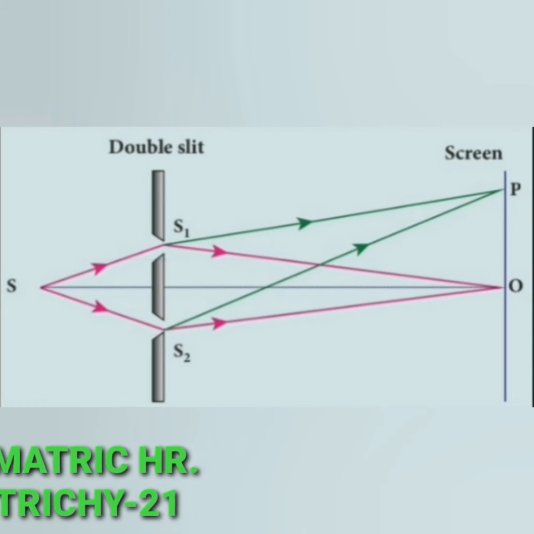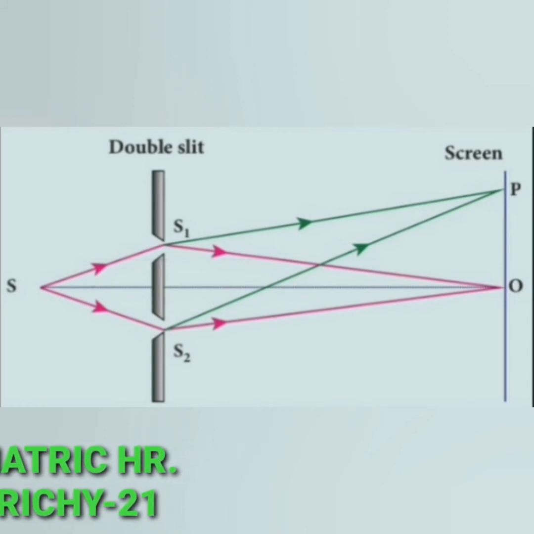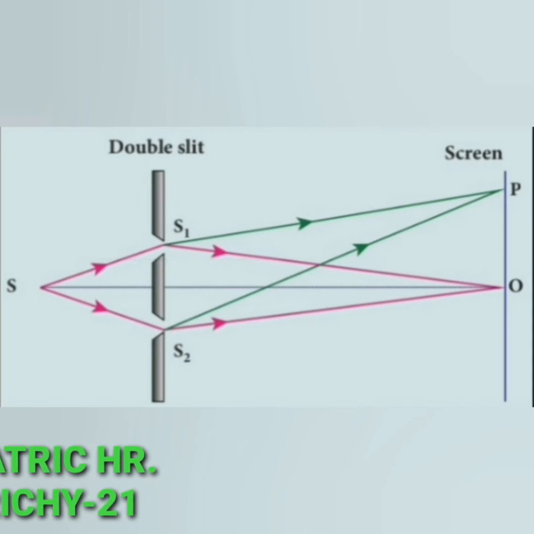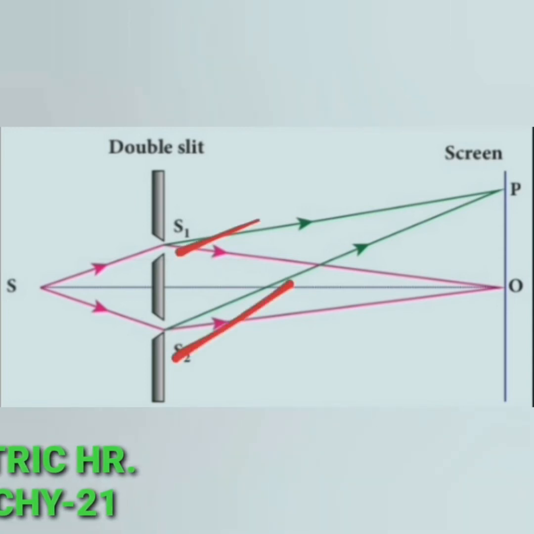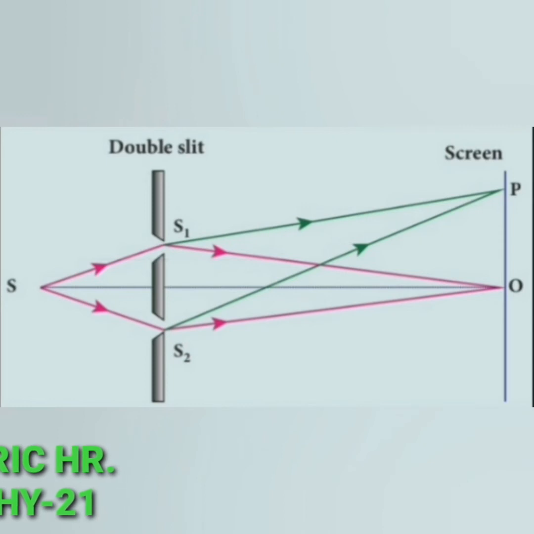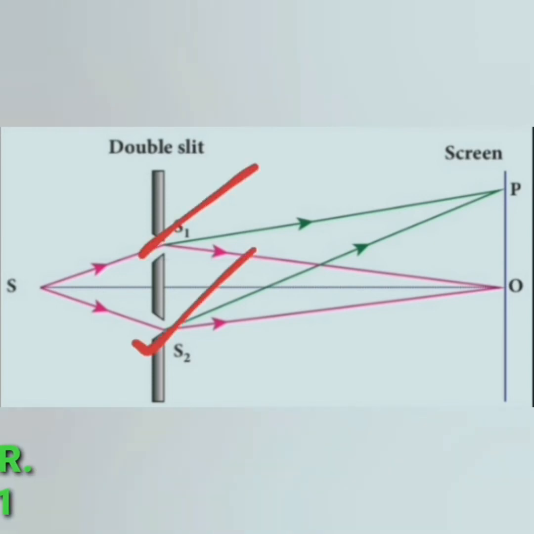As S1 and S2 are equidistant from S, the same wavefront is cut by S1 and S2, as we have seen in the previous diagram. The light waves at S1 and S2 are in phase because the light waves produced by the double slit act as coherent sources. That's why they will be in the same phase. So S1 and S2 act as coherent sources, which is the requirement for obtaining the interference pattern.